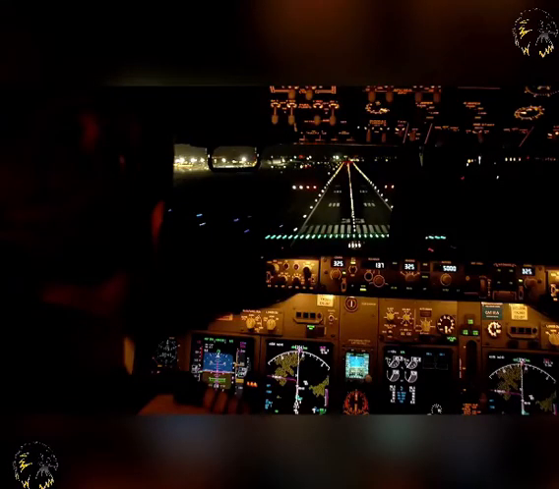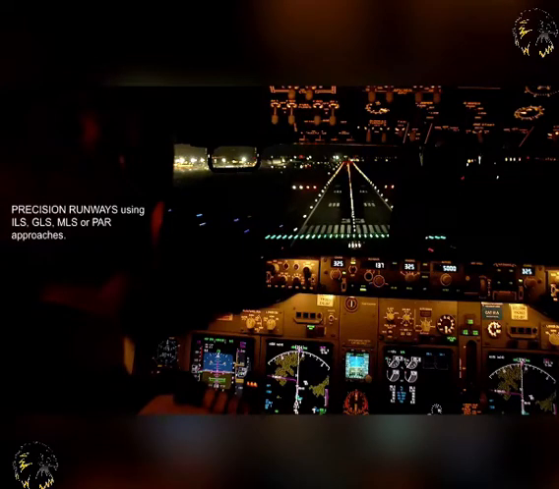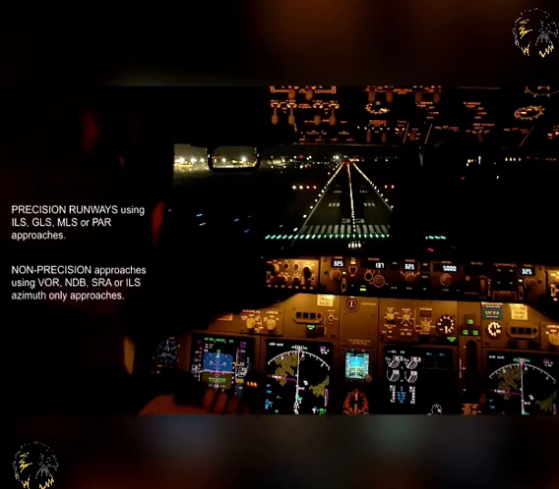An instrument runway is one to which instrument departures and approaches are made using defined procedures. Departing aircraft will utilize the procedure in the form of a standard instrument departure, and arriving aircraft will use runways subdivided into precision runways, using ILS, GLS, MLS or PAR approaches, and non-precision approaches, using VOR, NDB, SRA or ILS azimuth-only approaches.